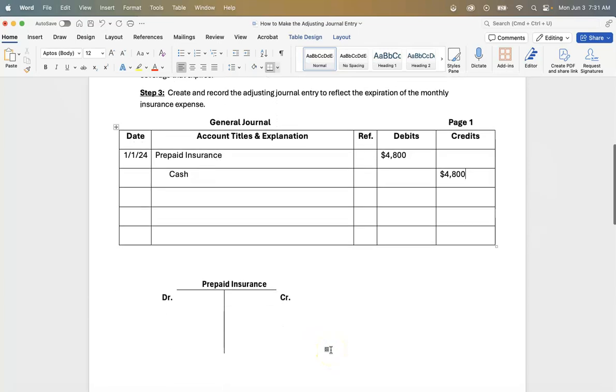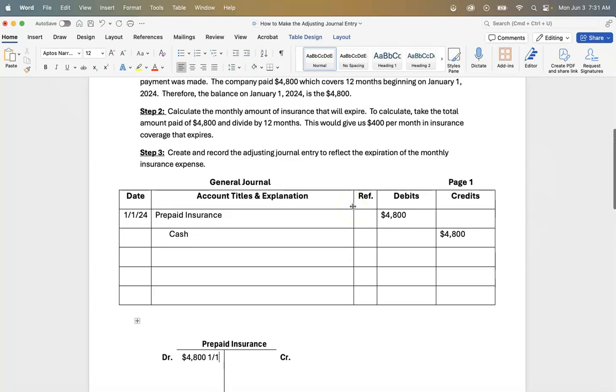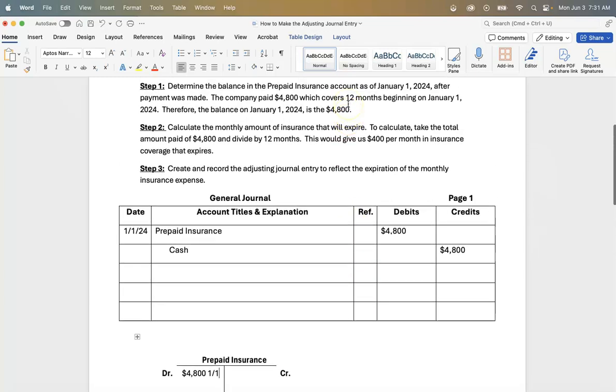Let's look now at our T account for prepaid insurance. We debited $4,800, so let's put that $4,800 here on our debit side. And you could put the date, 01/01, if you would like, and that way we know when that payment was made. Again, we're not going to look at the cash account. So our balance as of 1/1 is $4,800 debit in our prepaid insurance. So that was step 1. We have actually determined that balance and we went ahead and journalized it.